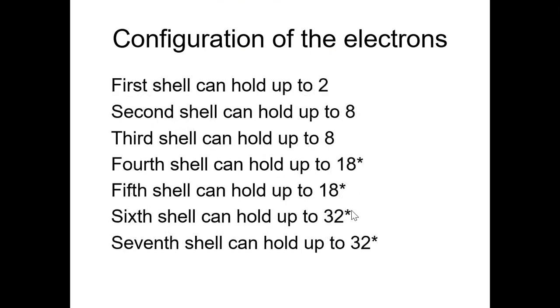If I look at all the other shells, now again, some of these have asterisks. The first shell has 2. The second shell has 8. The third shell has 8. But here's where it gets weird. The fourth shell, if you look at it on the periodic table according to the way it's aligned, has 18 electrons. The fifth shell has 18, sixth shell has 32, and seventh shell has 32 also. Now those asterisks are there for a second because we're going to differentiate between valence electrons and inner shell electrons.